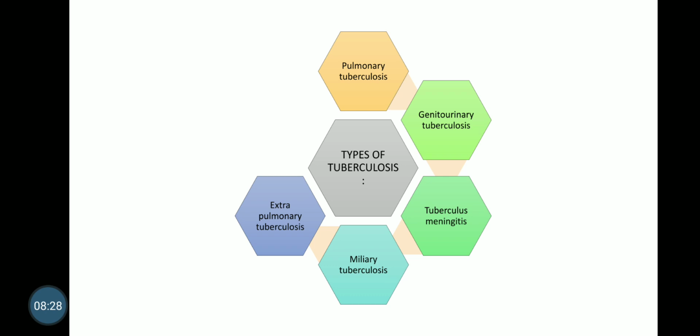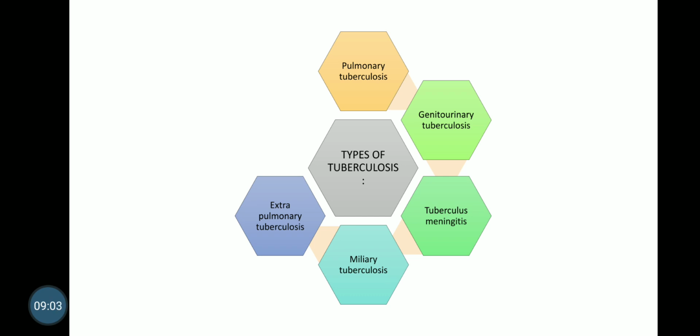Depending upon the site of infection, tuberculosis is classified as pulmonary tuberculosis, genitourinary tuberculosis, tubercular meningitis, miliary tuberculosis, and the last one, extrapulmonary tuberculosis. Pulmonary, the name itself, affects your respiratory tract. Genitourinary means the GIT as well as the urinary tract. Tubercular meningitis is related to your nervous system.